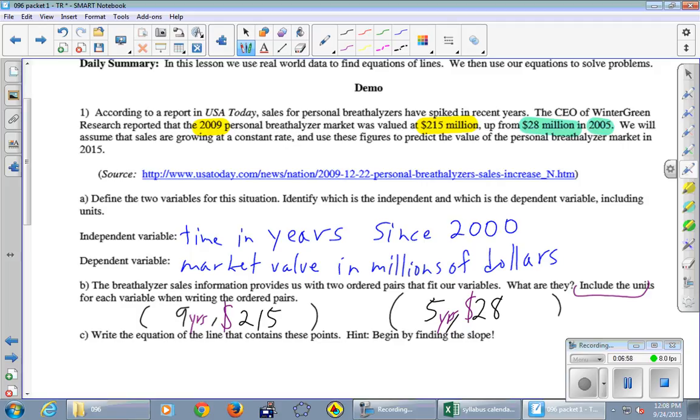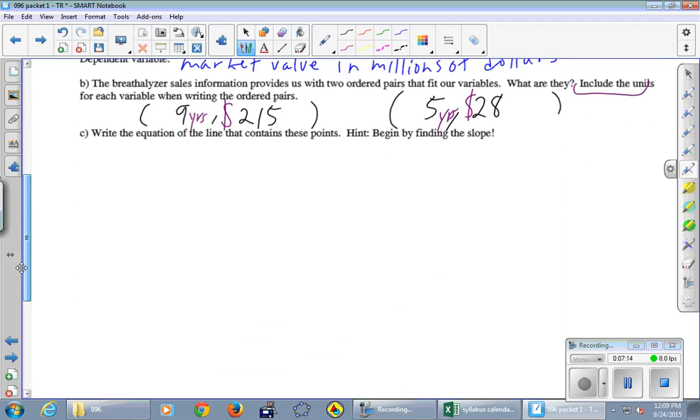Okay. And now we've got two ordered pairs, and this problem is pretty much removed from the context of the breathalyzer market. We're going to find the equation of the line that connects those 2 points. We have to start by calculating what? Slope. So let's calculate slope. So upstairs, 215 minus 28. Subtract the y's. Downstairs, 9 minus 5. So what is that, 187, I think?